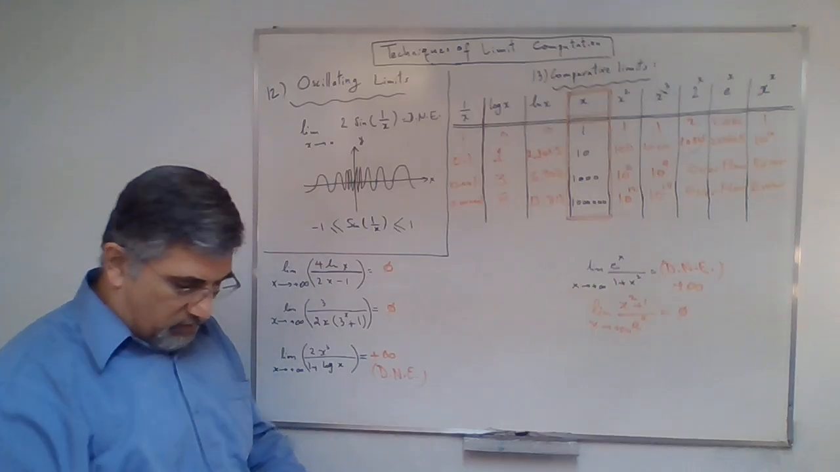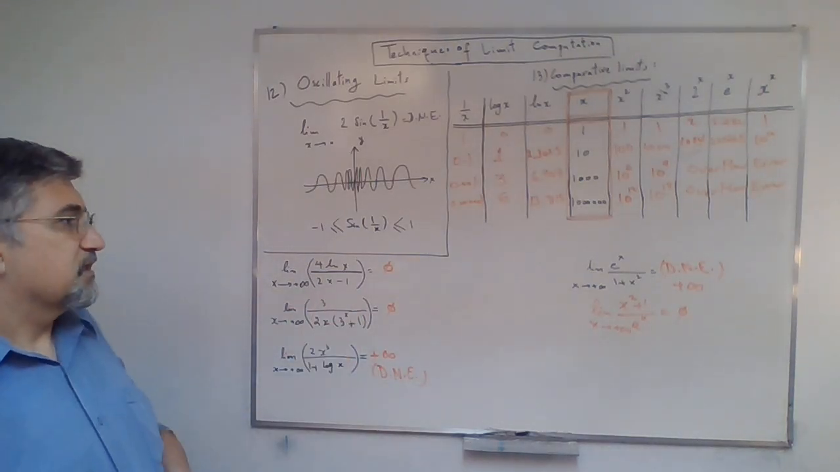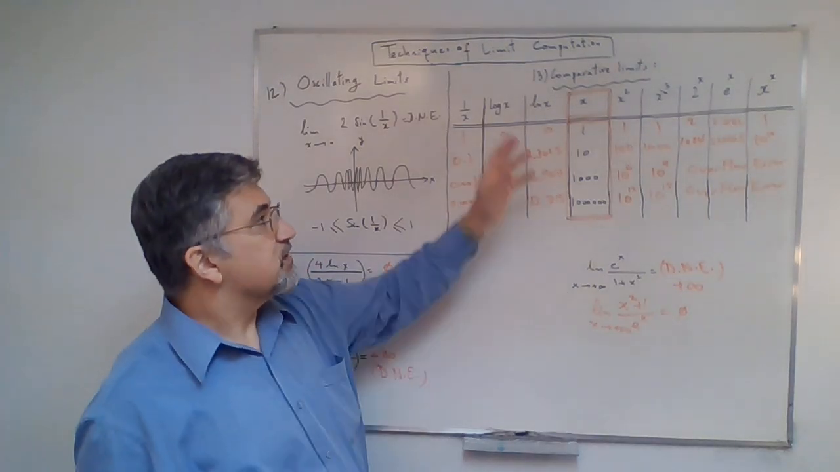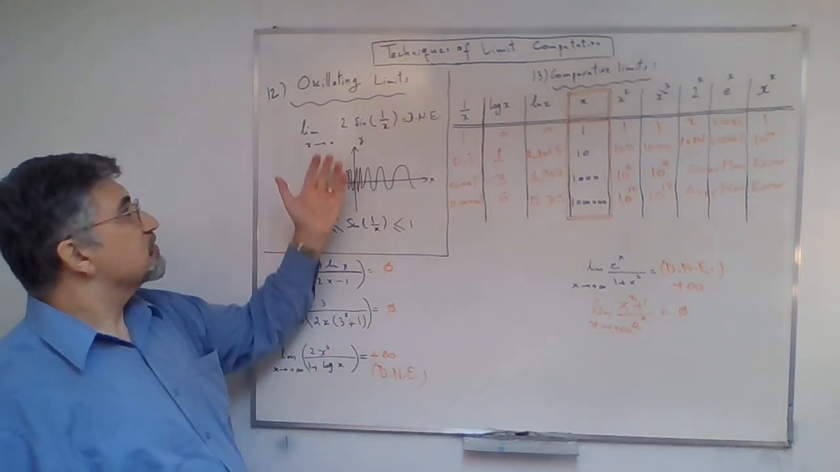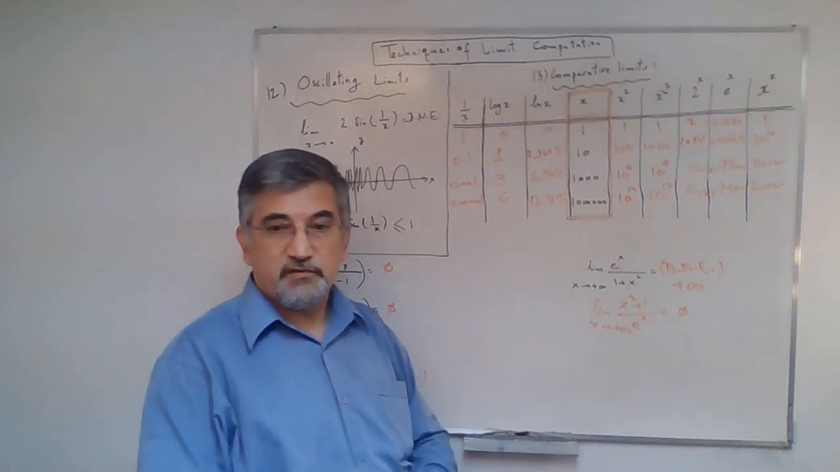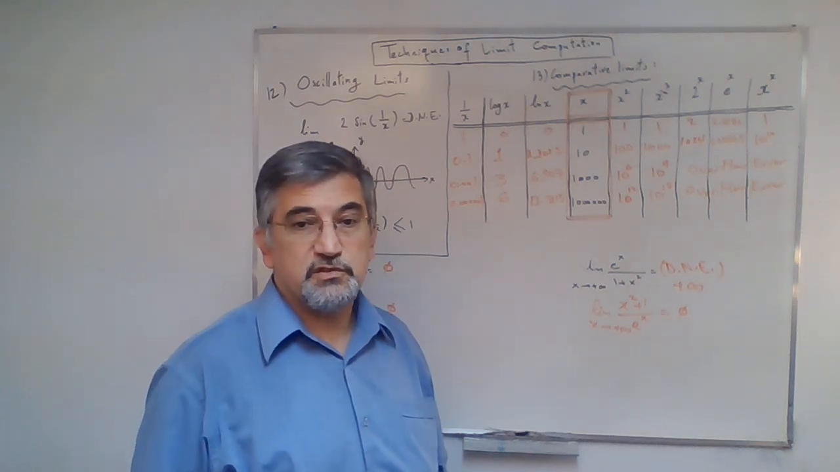Okay, so I hope you understood these kinds of weird limits and you learned how to find the limits by comparison. And also you learned about the oscillating limits, number 12 and 13 of limit computation we have started discussing in this course.